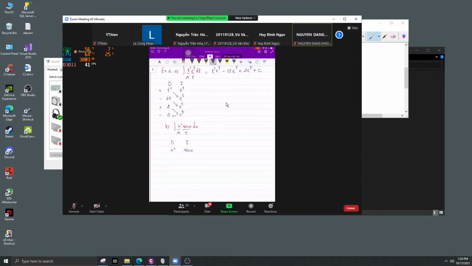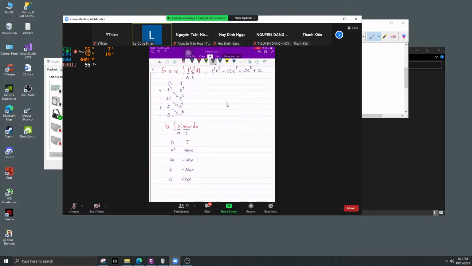Okay? Differentiate x squared, we get 2 times x. Integrate sine x, we have negative cosine x. Okay, differentiate 2 times x, we get 2. Integrate minus cosine, we get minus sine. Differentiate 2, we get 0, and integrate negative sine, we get cosine.